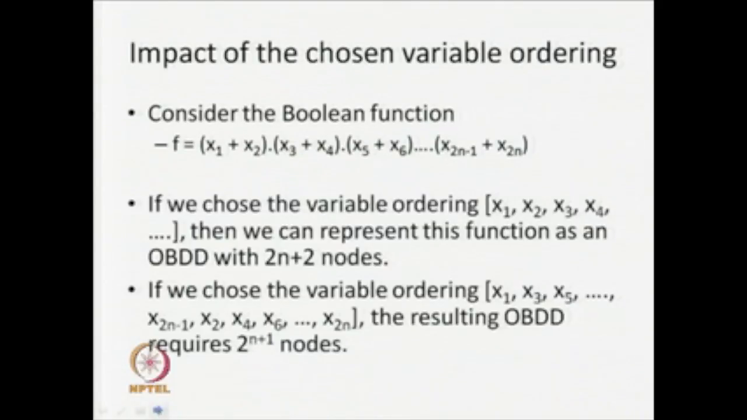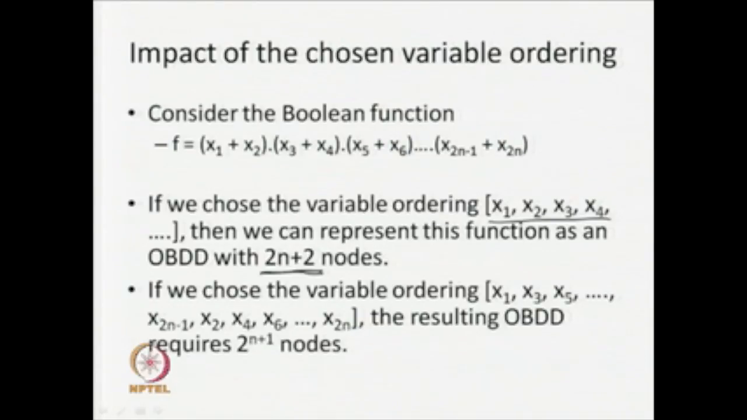Now, in this particular case, if we choose the variable ordering x1, x2 up to x(2n), so this is one particular variable ordering, then we can draw the BDD for this particular function, and the ordered BDD will have 2n plus 2 nodes, we will see. So, we can construct the BDD for this particular Boolean function, and we will see that no more reduction is possible, and we can say this is the reduced ordered binary decision diagram.